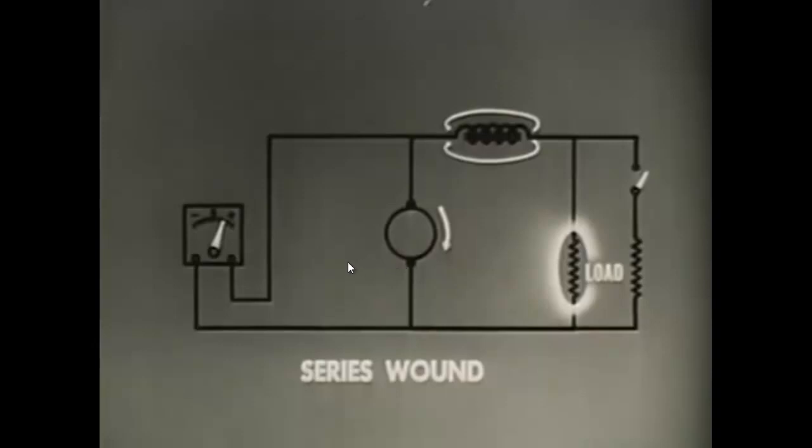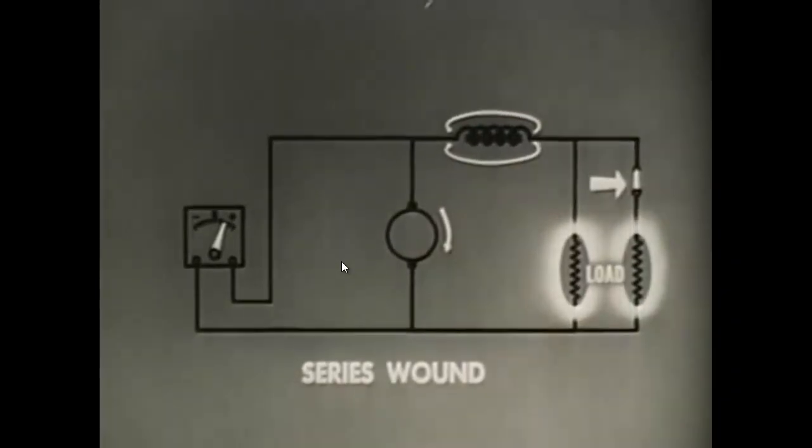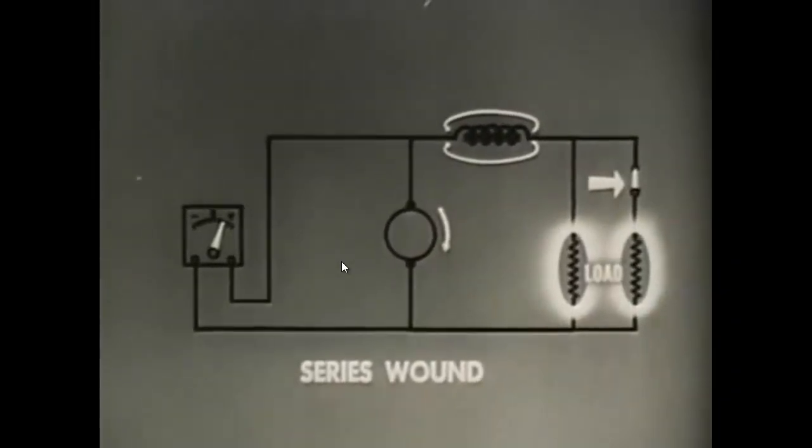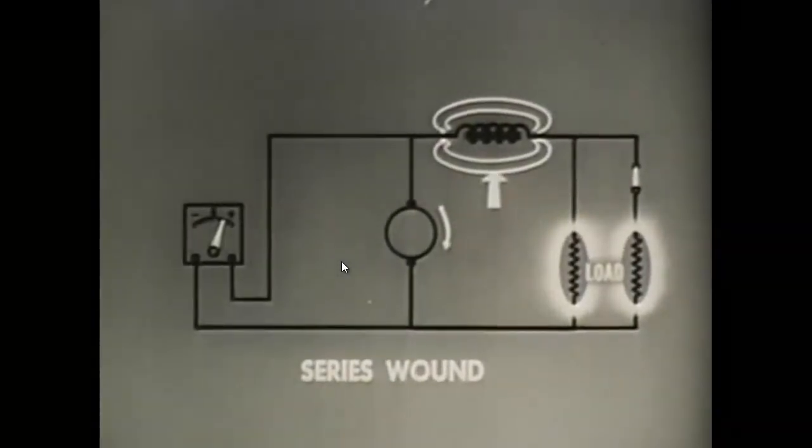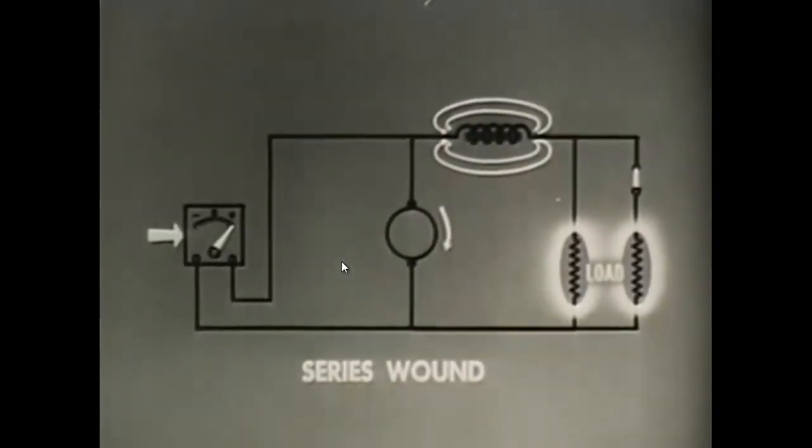Alright, let's move on for a little bit. Additional load will cause more current to flow in the field coil. An increase in field strength increases voltage. An increase in voltage causes more current to flow. This continuing action stops only when the core is saturated.